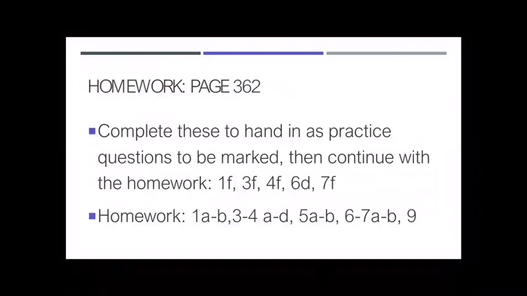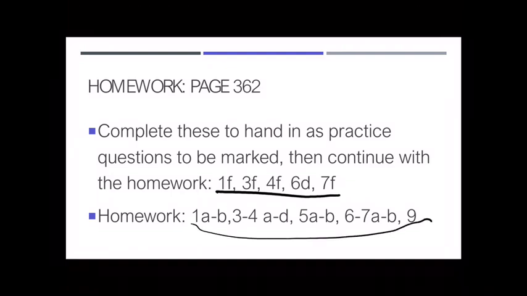All right, these questions I want you to do on one page or multiple pages, but do them separately and hand those in first as practice questions so that I can mark them, and then continue on to the rest of the homework.